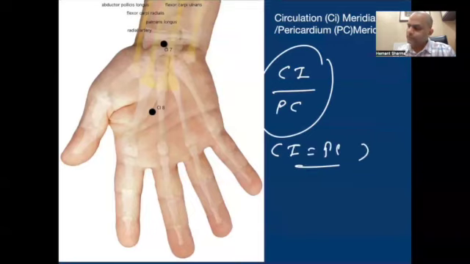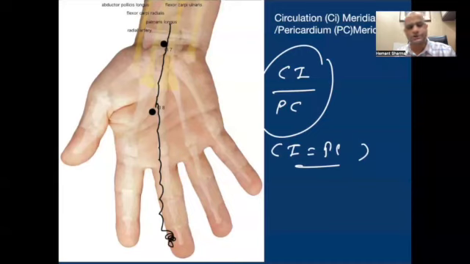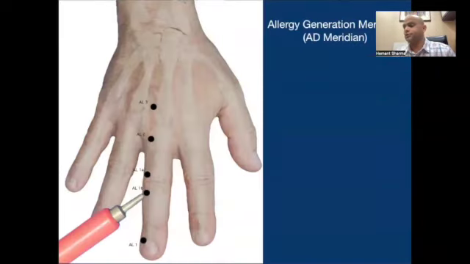So the pericardium meridian is passing from this side, right? This is the side of the pericardium meridian. So this side is empty. In traditional acupuncture, we don't have anything here. But as per Dr. Voll, these sites are very important. So let's see, as per Dr. Voll, these are the sites of the allergy degeneration meridian. So the allergy degeneration meridian passes from here.